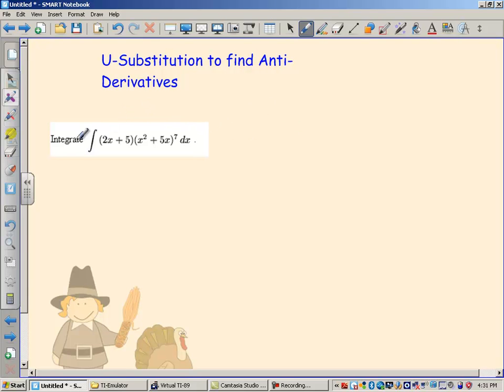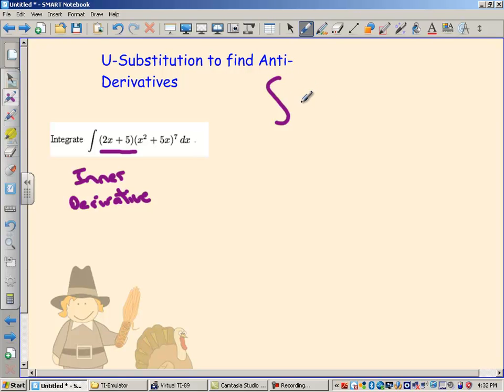U-Substitution to find antiderivatives. Let's integrate 2x plus 5 times x squared plus 5x to the 7th. Now these may seem hard because there's a lot of stuff going on here, but I want you to try and focus your eyes, with practice, on something I'm going to call the inner derivative. If you see something that might just be a consequence of the chain rule, then it might not be so hard. So I want you to think about three things for our worksheet.